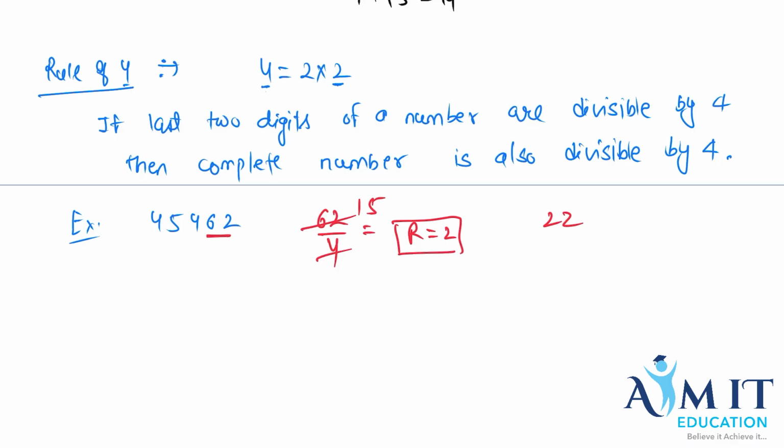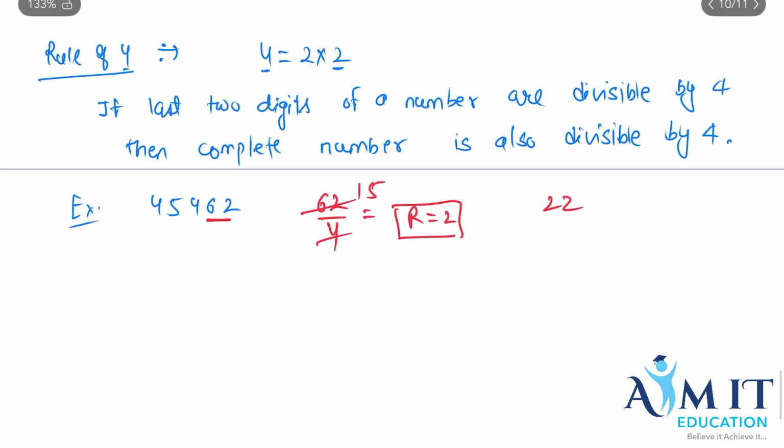That means this complete number is not divisible by 4 because 62 is not divisible by 4. Like another example, 45764. We just have to check the last two digits, which is 64. And 64 is divisible by 4. Yes, 4 ones are 4 and we have 24.